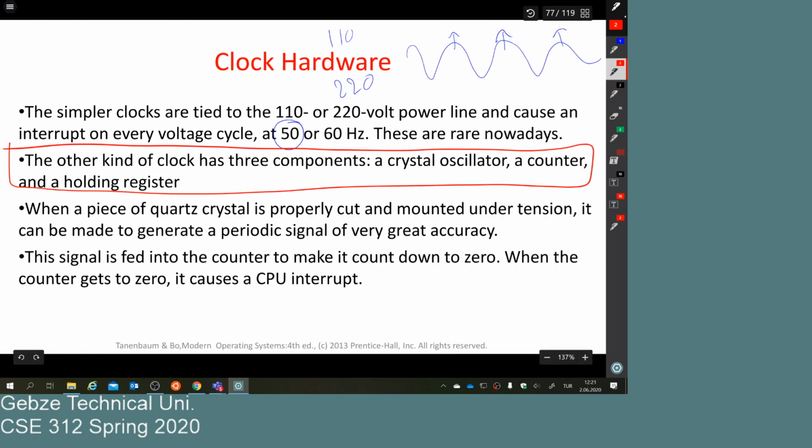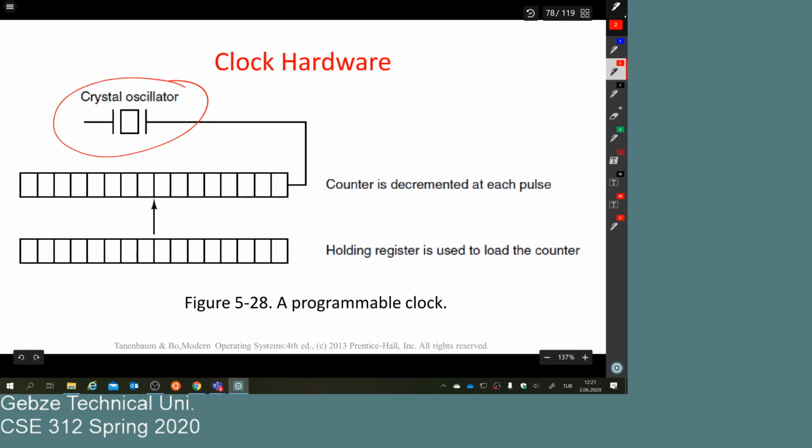That crystal is properly cut. It can be made to generate a periodic signal at a very great accuracy. This signal is fed into a counter to make it count down to 0. When the counter gets to 0, it causes a CPU interrupt. Let's say this is my counter. Let's say at the beginning, this number is 1, 1, 1, 1, 1, 1. It is all ones.